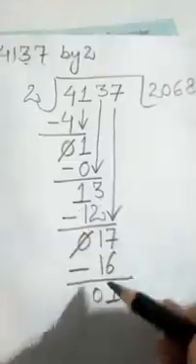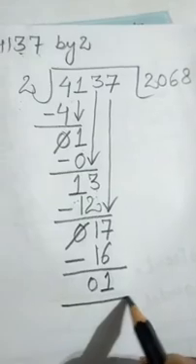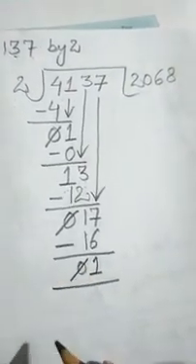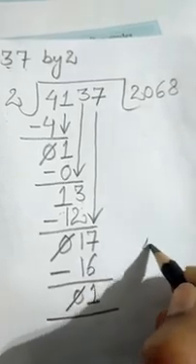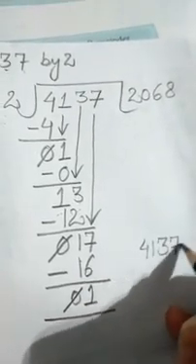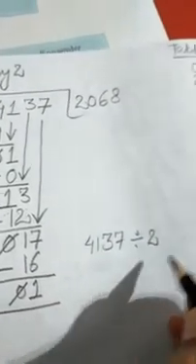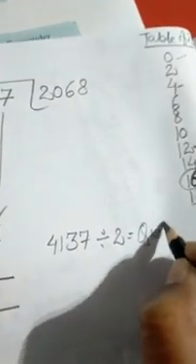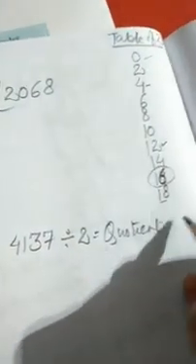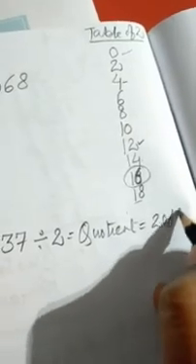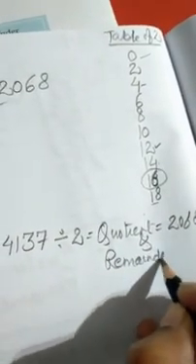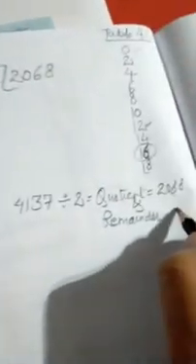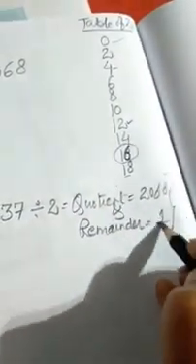Yes, here all the digits have been brought downside, so here this we will ignore, and what is the answer of this? That is 4137 divided by 2. That is quotient we got. What is the quotient? That is 2068, and remainder is here 1. So this is the answer.